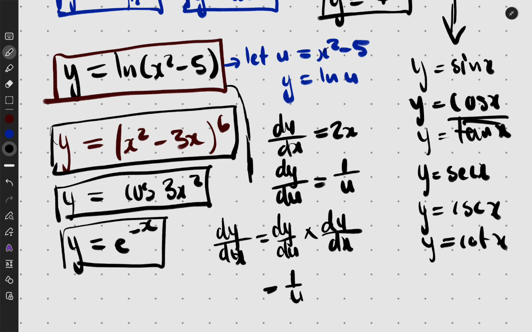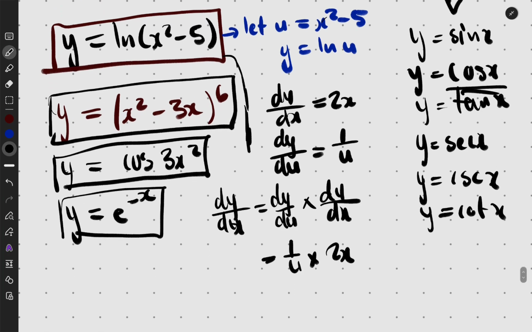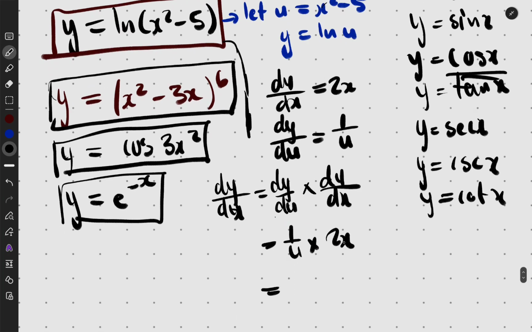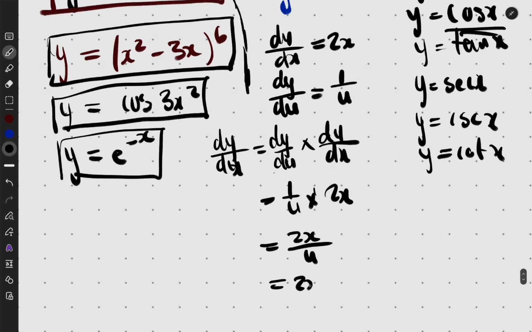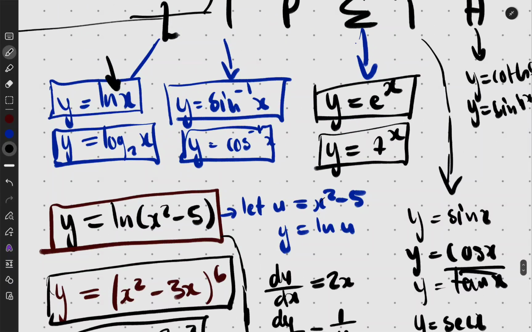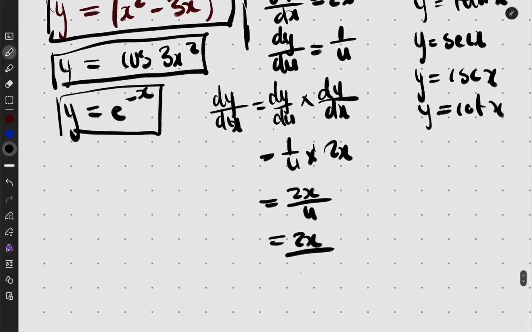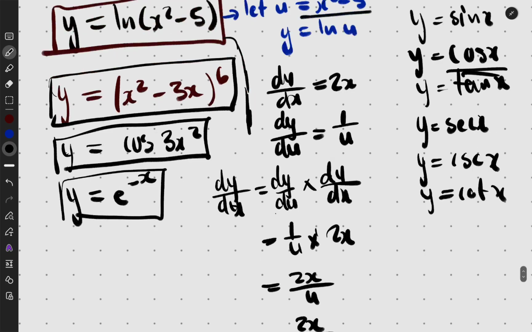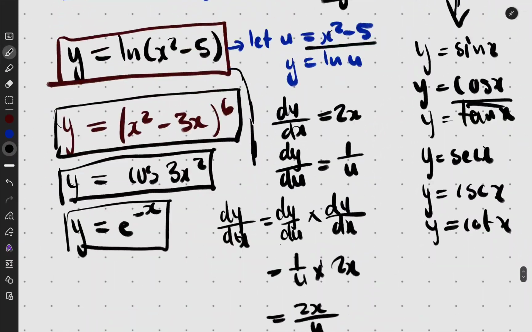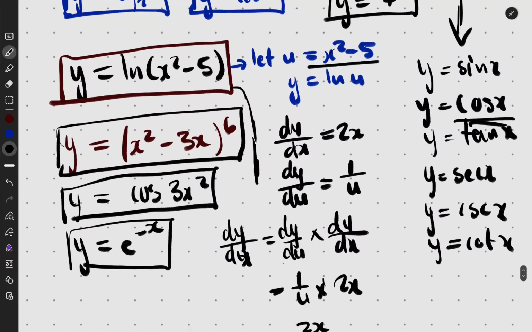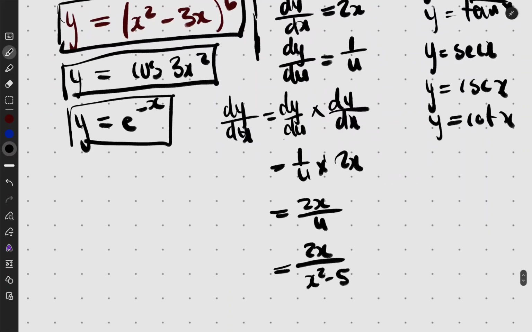So it will be 1 over u times, what is du dx? 2x. And here 2x will just go to the top because it's a whole number. 2x times 1 is 2x over u. Now, what is u? We go back to where we said let u be, which is x squared minus 5. So it's 2x over x squared minus 5. And this is your derivative and you are done. Although I'm going to show you a shortcut using the common derivatives table, this is the longer way to do it. What is the shorter way to do it now?